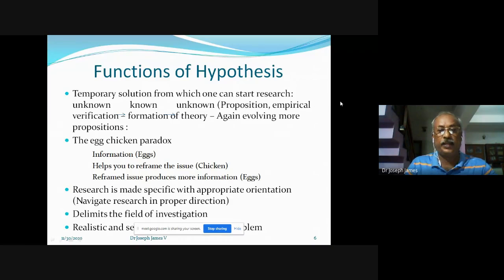Then research is made specific with the appropriate orientation, or the hypothesis provides a navigation tool for the research in the proper direction, or we can be within some side rails for the purpose of proceeding with our research. And it should make the problem actually realistic, and it delimits the field of investigation.